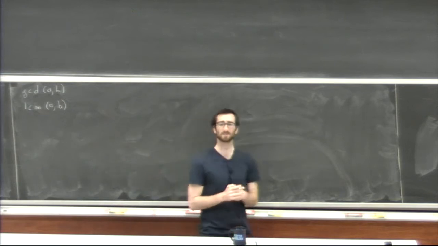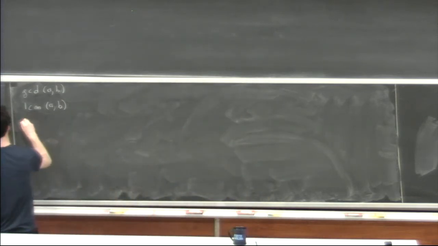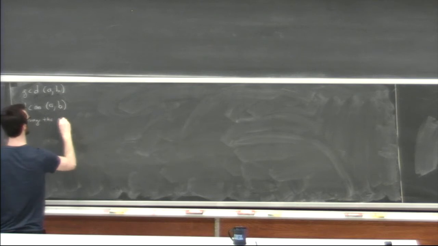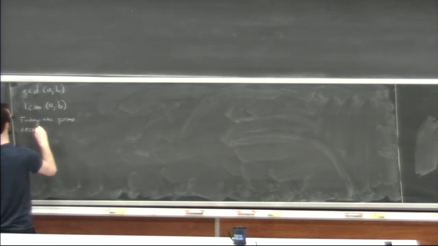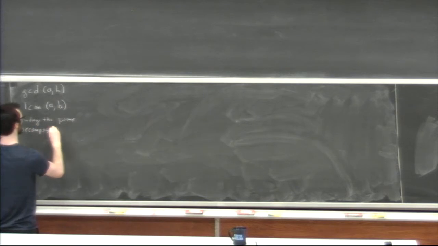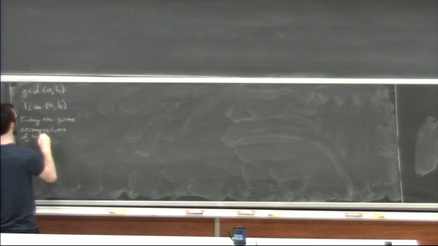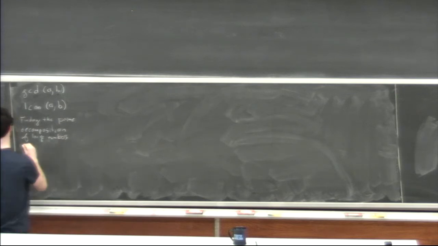The point is that this is a really inefficient process. Finding the prime decomposition of large numbers is inefficient and difficult.